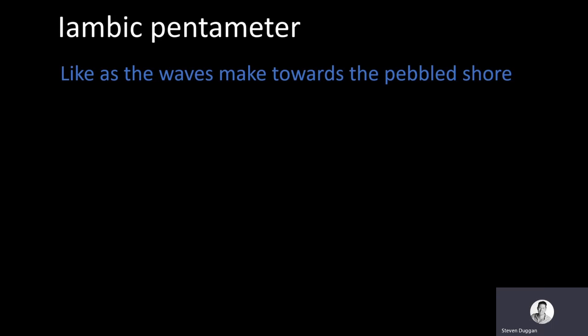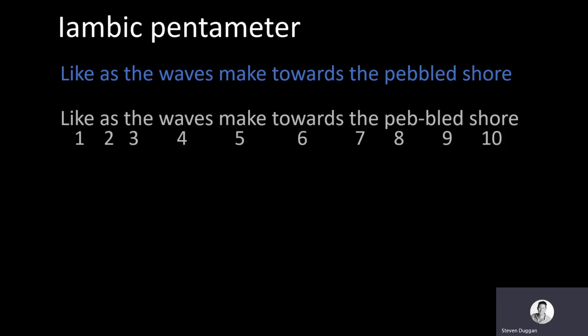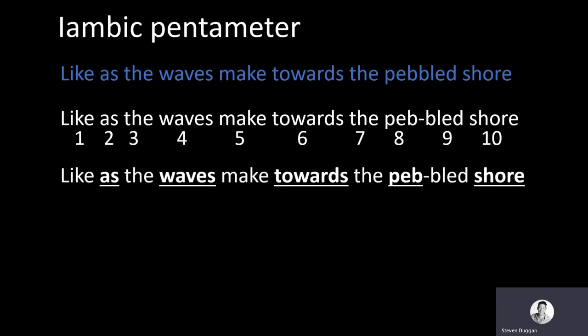This is the opening line, one of the most famous opening lines in any poem. "Like as the waves make towards the pebble shore." And the first thing we notice is there are indeed 10 syllables: like as the waves make towards the pebble shore. But going beyond this, what we also see is that every second syllable is stressed.